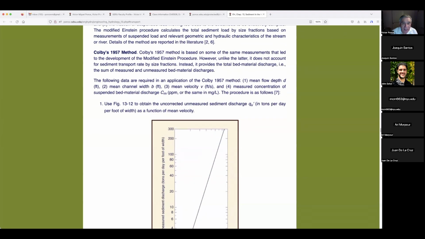But the point is that he developed the Colby 57 method based on some of the same measurements that led to the development of the modified Einstein procedure. So he was trying to simplify even the modified Einstein, because the modified Einstein was very time-consuming. I would say a couple of days. You had to spend a couple of days looking at the charts and getting all the data, and God forbid that you make a mistake taking data out of any one of these 12 graphs. Einstein had 12 graphs, and you had to go into all 12 in order to get the number. Well, not two days, but a lot of time, depending on how many times you did it. If you did it for the first time, it would take you more than two days.